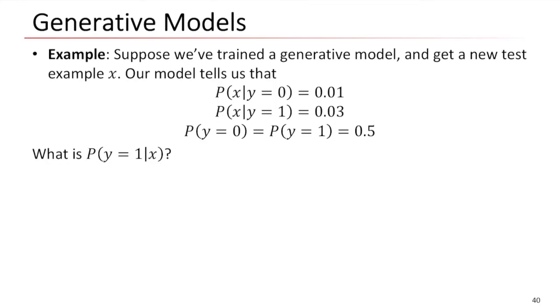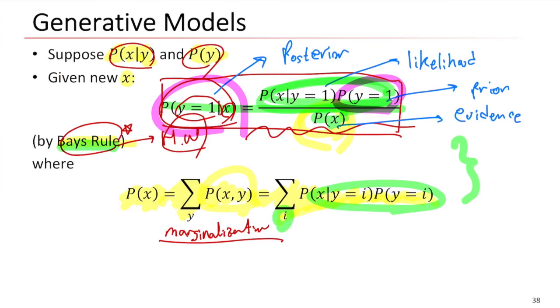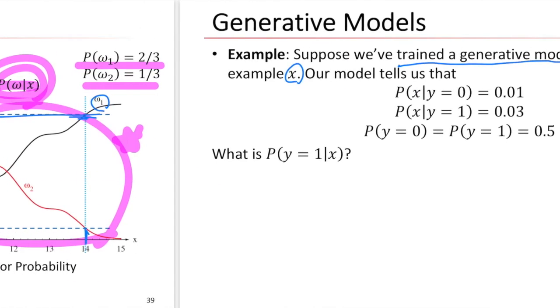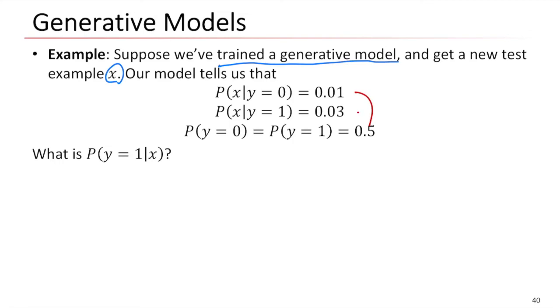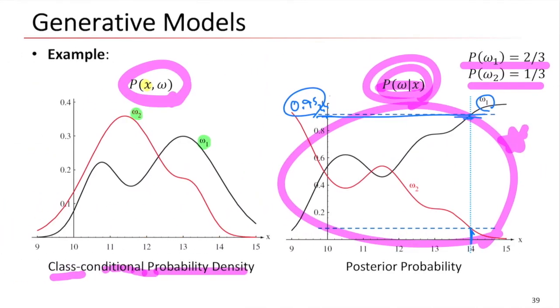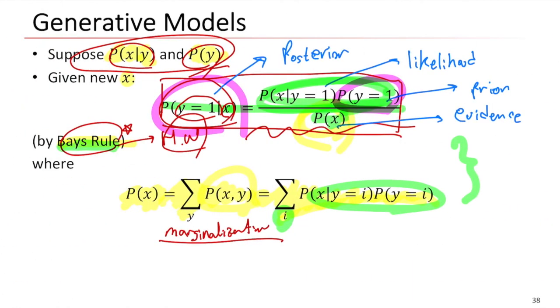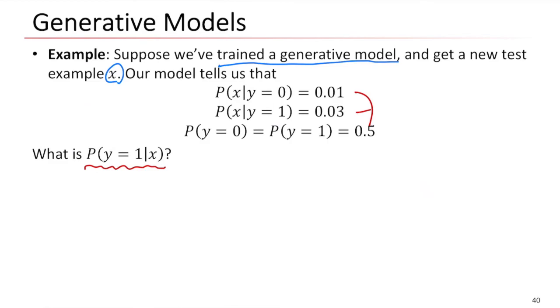Here is another example. Suppose that we've trained the generative model and get a new test sample x. What is the meaning of the trained generative model? It is that we found this one, right? So it looks like this. Then what is the probability of the class y equal to 1 given x? How can we derive this from this equation?